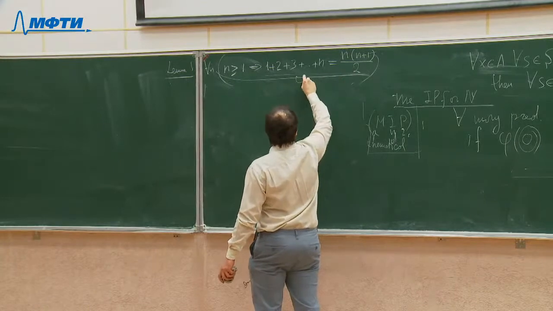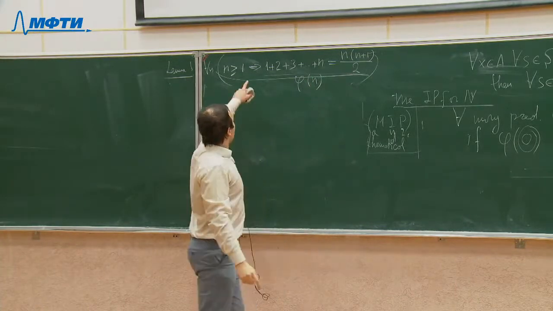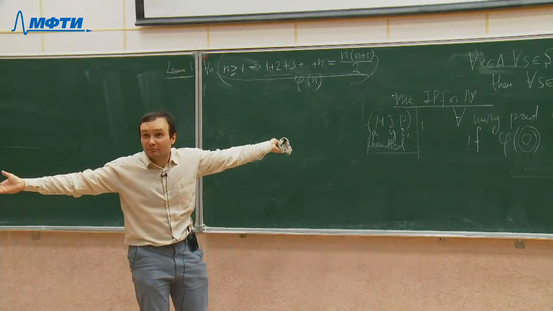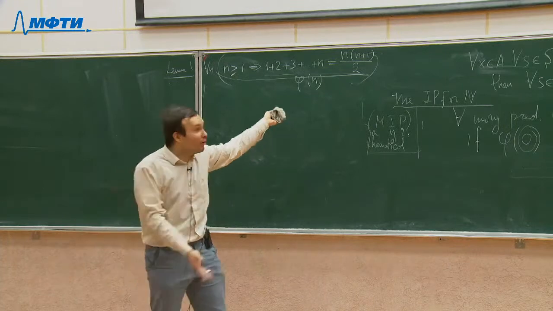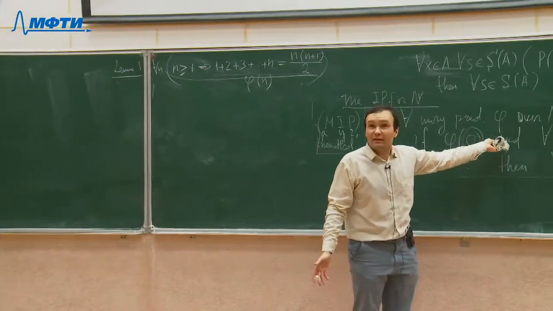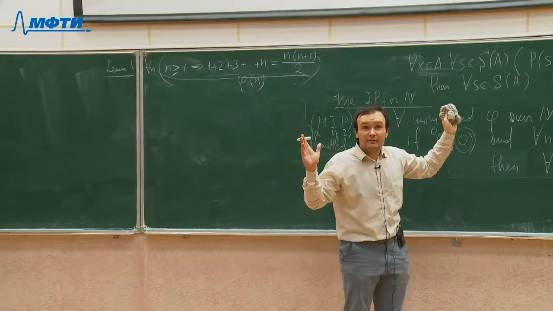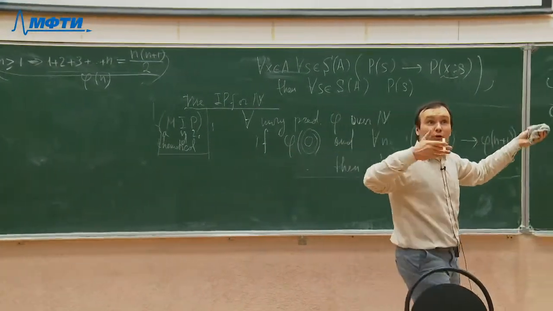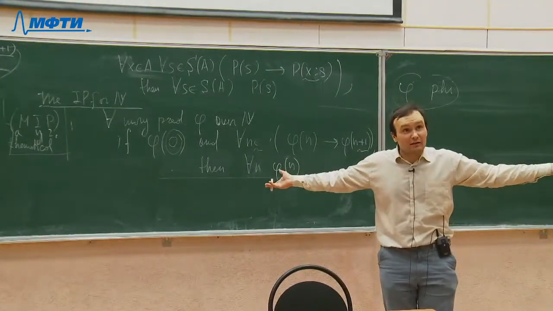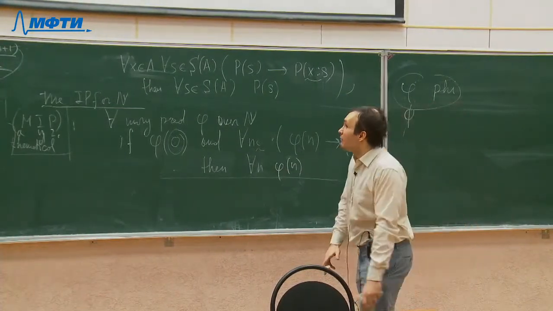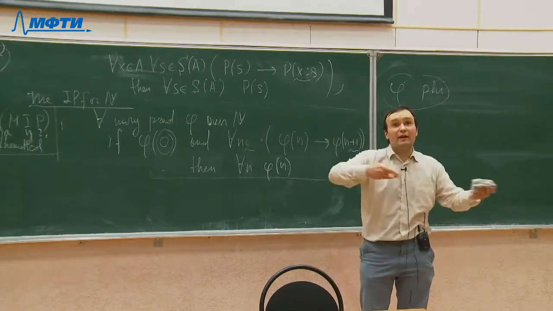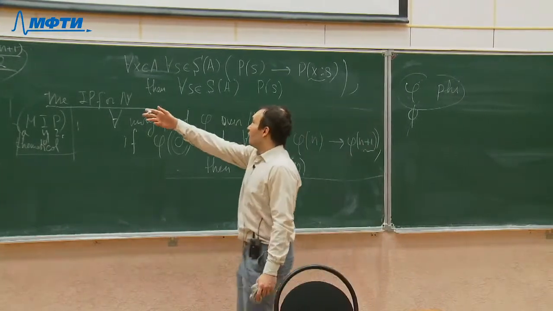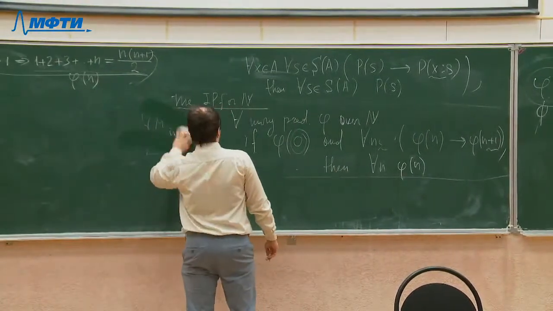This is our phi of n. This implication might be true or false, depending on n. Is it clear? So it is some property of n, some predicate, some statement about n, some statement whose truth depends on n. For one n it might be false. For another one, it might be true. So this is phi of n.